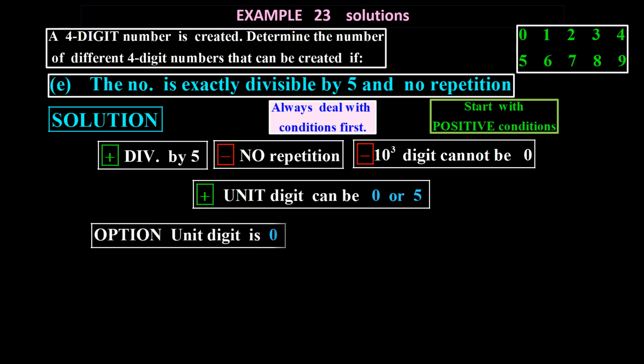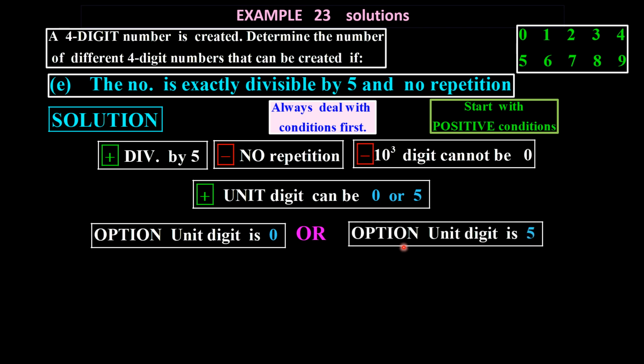So I have the option of the but because I have the 0 there, you see, 0 could be in the units place, and I also need to be aware of it when I work with the thousands. So it's best to separate the two. So I'm going to look at the option where my unit digit is a 0 and the other option where my unit digit is a 5, and I'll find the sum of the two.